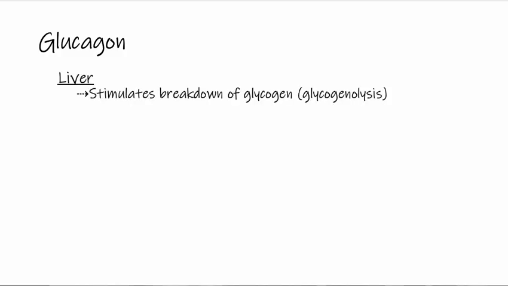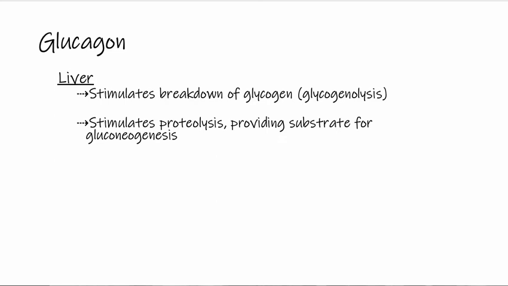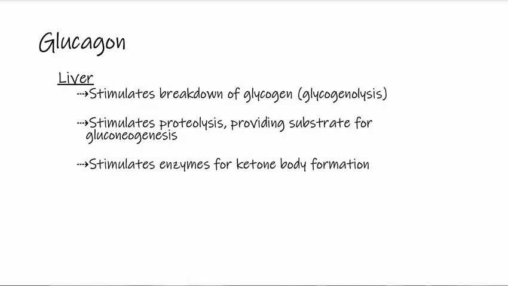So at the liver, glucagon will stimulate the breakdown of glycogen, or glycogenolysis. It stimulates the breakdown of protein, proteolysis. And realize that by breaking down protein and freeing up amino acids, that then acts as a substrate for the creation of new glucose through gluconeogenesis. It stimulates the enzymes for what we call ketone body formation.